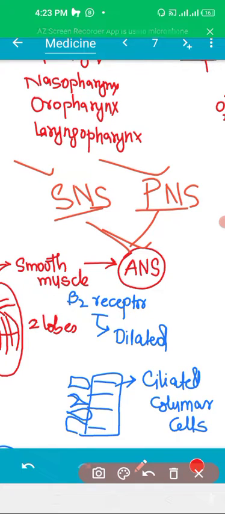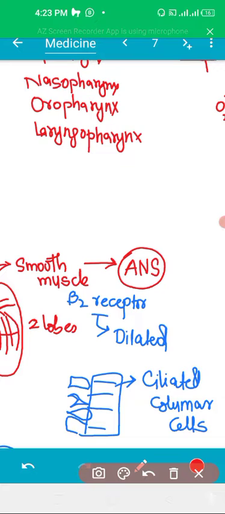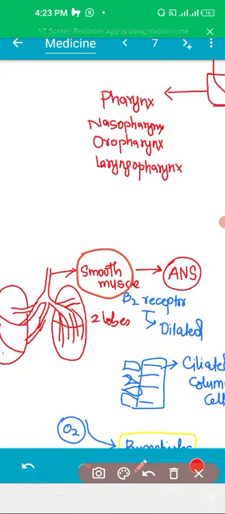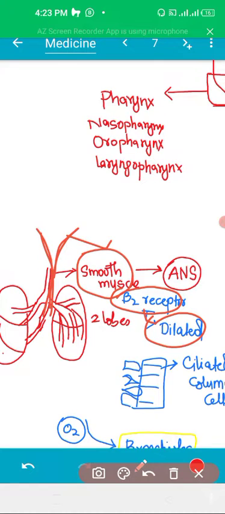When a person is relaxed and in a normal state in daily life, that is the parasympathetic nervous system. The trachea contains smooth muscles which contain beta 2 receptors. This means that when sympathetic stimulation occurs, beta 2 receptors cause dilation of the trachea and facilitate gas exchange of carbon dioxide and oxygen.